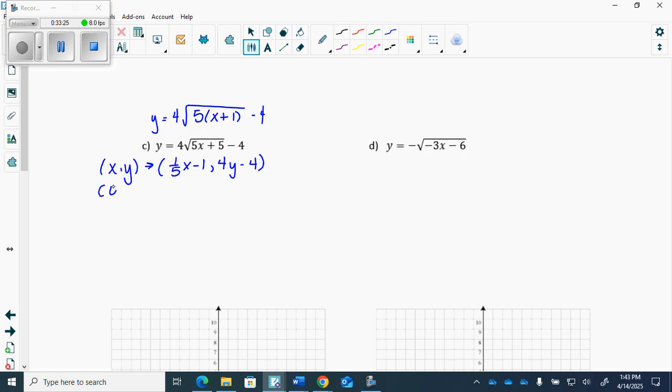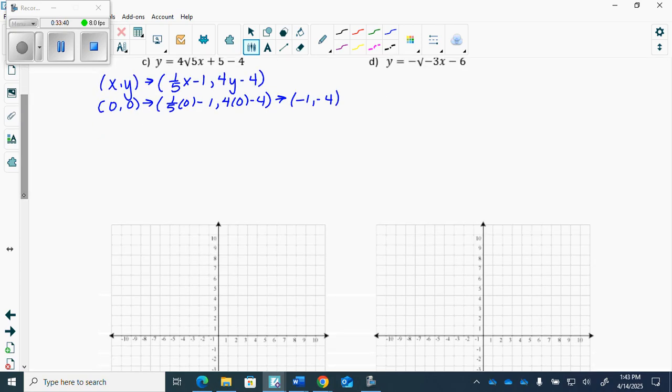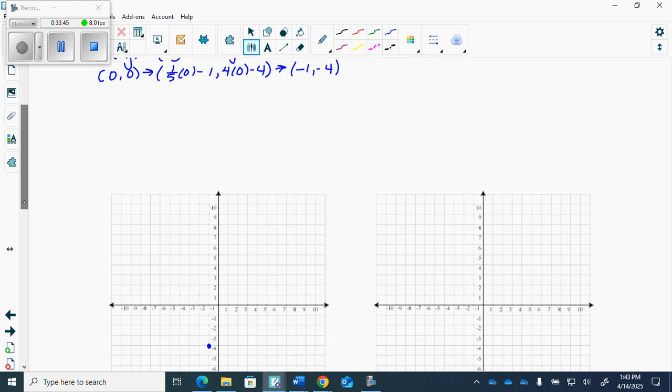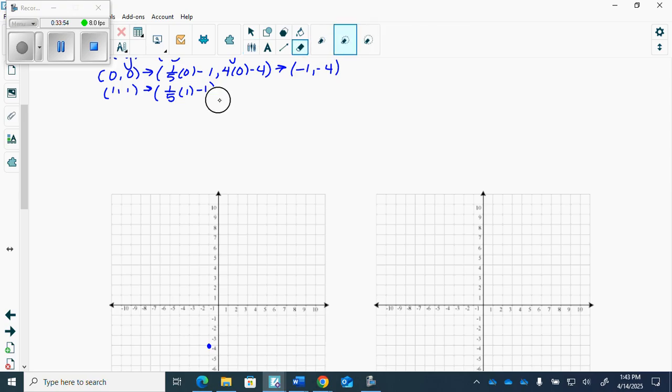So we get (0, 0) is going to become (1/5 times 0 minus 1, and then 4 times 0 minus 4). So like I said, it just becomes the translations. So negative 1 and negative 4. Then we have (1, 1). It's going to become (1/5 of 1 minus 1, and then 4 times 1 minus 4), which becomes 0.2 minus 1, so negative 0.8. And then 4 minus 4 is 0.